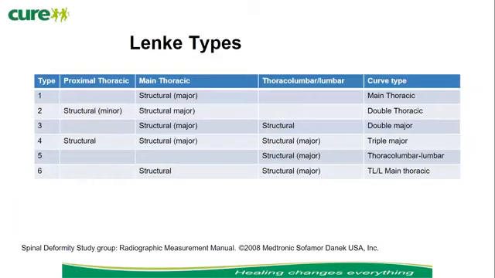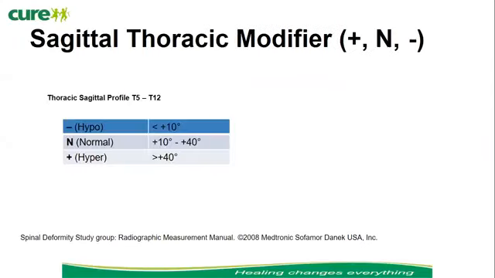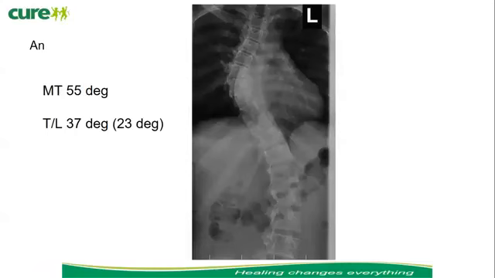There are some modifiers, the lumbar modifiers, and also the modifiers for the general kyphosis of the thoracic spine. These are things that one could look at and try to classify this, but I won't go into that because of time.